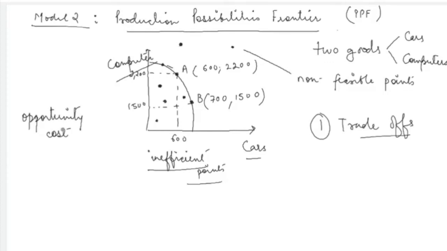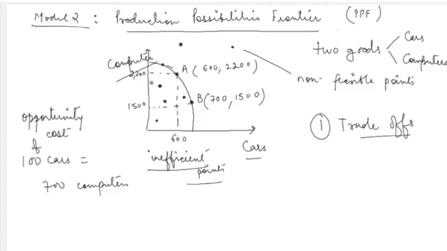In this particular case, you are producing 100 extra cars between point A and point B, but you are losing 700 computers. So you can say that the opportunity cost of 100 cars is equivalent to 700 computers. So basically, to produce one extra car, you have to forego 7 computers. And that is exactly the opportunity cost here. What you notice in the production possibility frontier is that to produce more of one thing, you will have to produce less of another thing, which is in sync with the principle that we read in the first chapter.